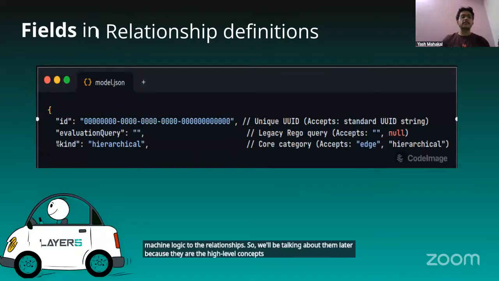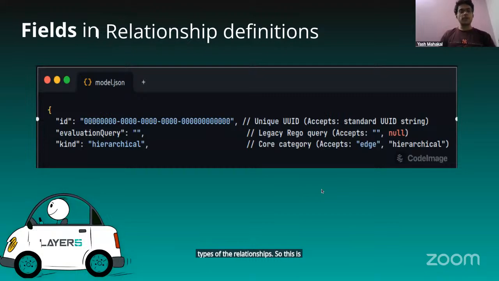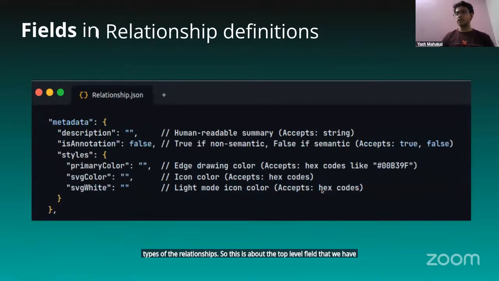Talking about the kind, as I said, it is a core category of the relationships. It can be edge, it can be hierarchical, or like that. So it accepts those types of relationships. So this is about the top level field that we have in Meshery relationships.